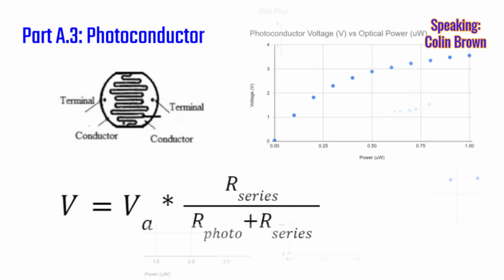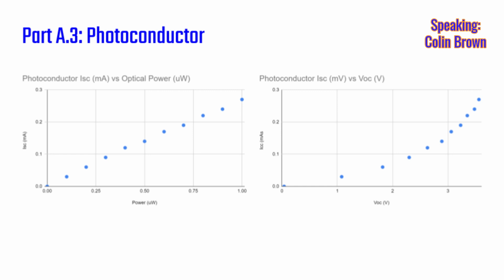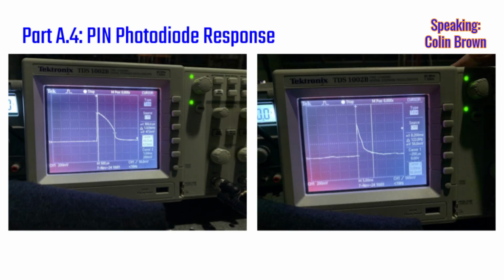In Part A3, we characterized the response of a photoconductor. First, we observed the photodiode and drew a sketch from which we found a matching diagram. Using the description of the photodiode, we found the equation for voltage, where VA is the power supply voltage and R series is the series resistor voltage. We found a voltage response consistent with the equation. We found a linear current response, and as such, the current voltage response is simply the inverse of our voltage response.